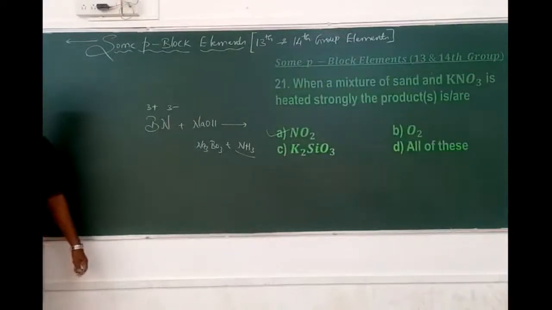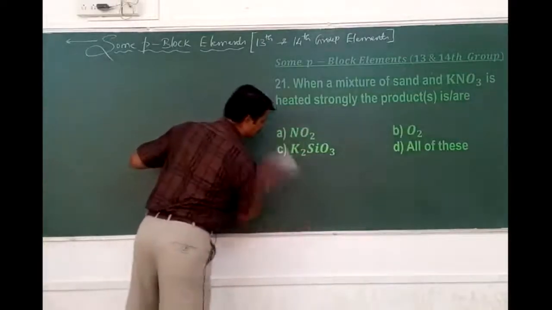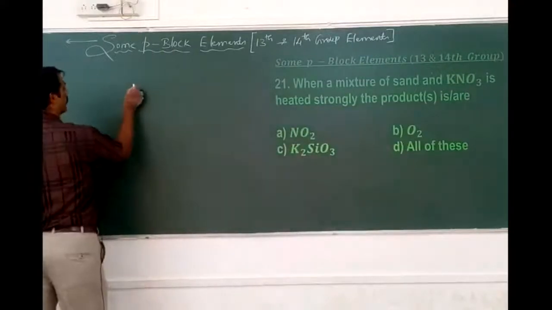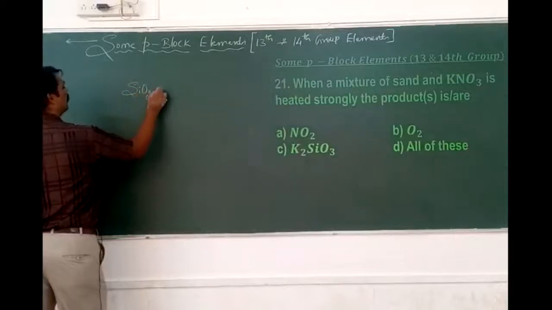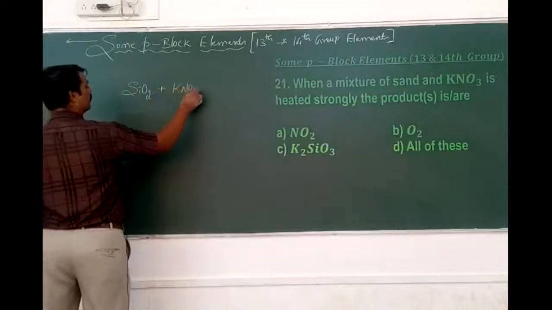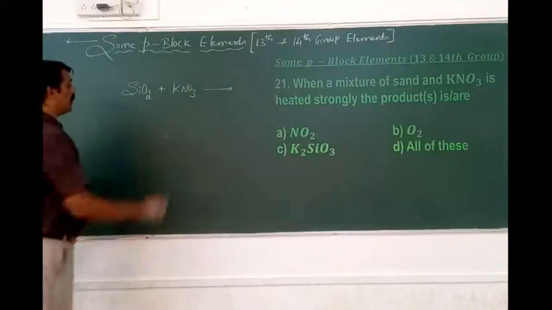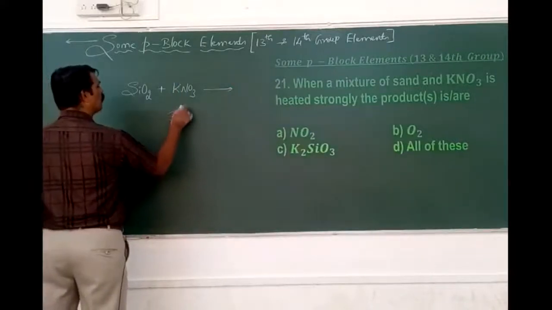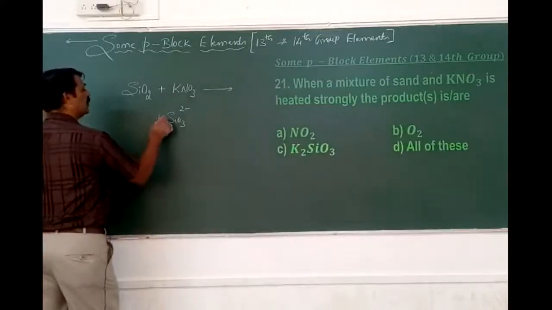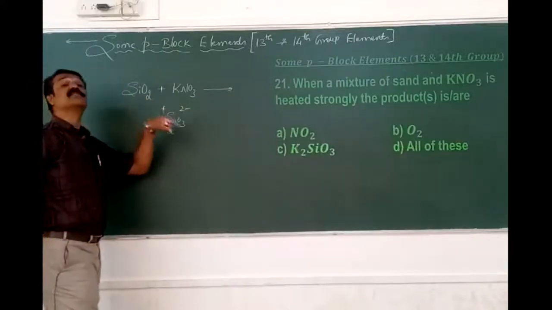When a mixture of sand and potassium nitrate is heated strongly, the product or products are? Sand reacts with potassium nitrate. Sand is actually SiO2, silica. It is made to react with potassium nitrate. It forms the silicate of the salt. Silicate means SiO3 2 minus. What type of silicate? It is potassium silicate. Therefore it is K plus, and the formula is K2SiO3, called potassium silicate.